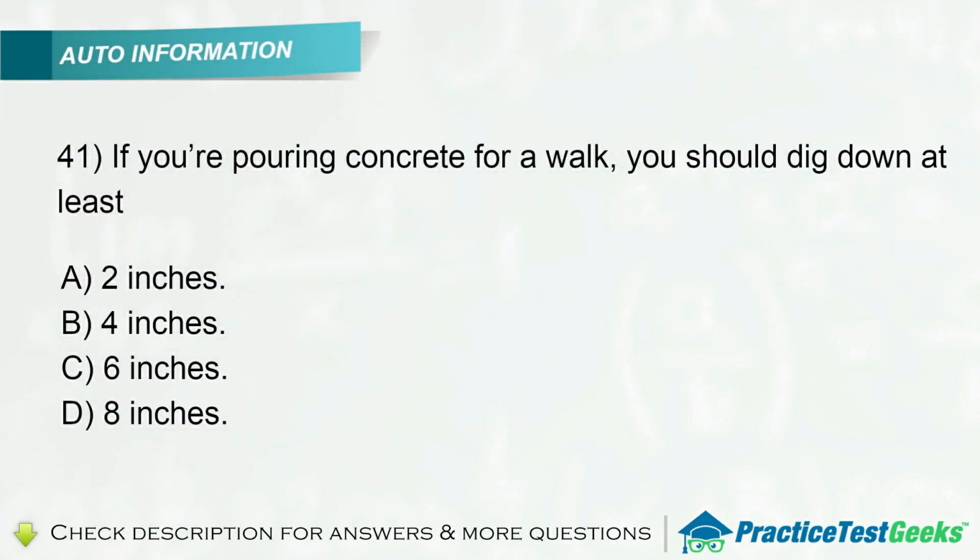Question 41. If you're pouring concrete for a walk, you should dig down at least A. 2 inches. B. 4 inches. C. 6 inches. D. 8 inches.